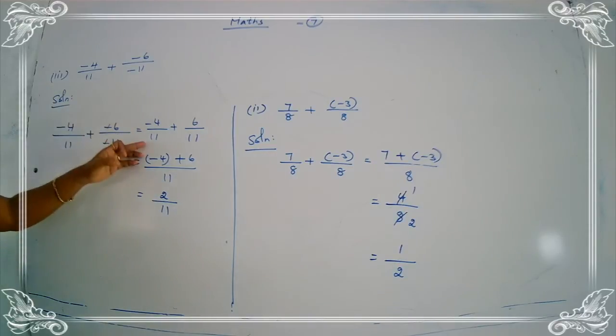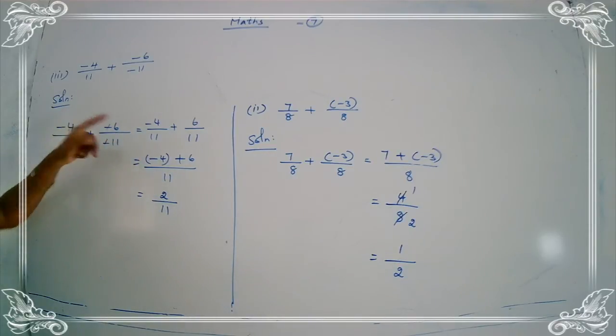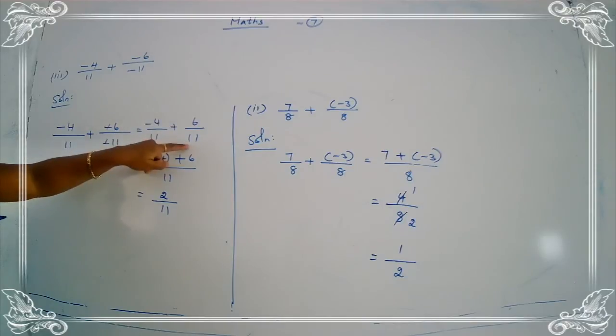Okay. So this is same rational number, minus 4 upon 11. Here minus cancel. Okay, children? So that's why our answer is 6 upon 11.